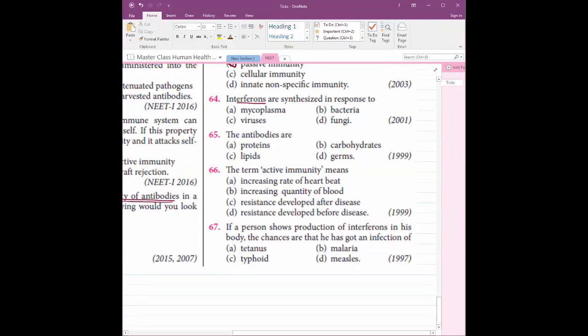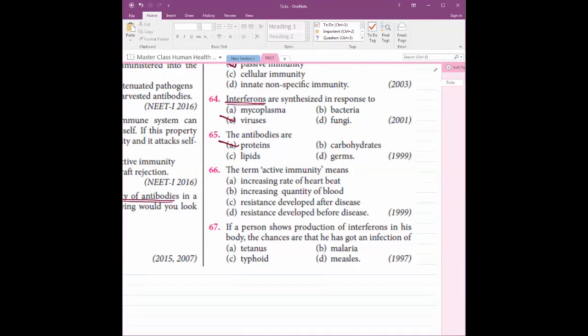See, guys, I told you, if by any chance a virus has infected any cell, the cell is going to produce interferons as a signaling mechanism to signal the neighboring cells that there is this infection over here. You need to be prepared. That is nothing but your interferon. So they are going to be produced against virus. And then the antibodies, very simple. You don't even have to think about it. Yes, these are all your proteins.